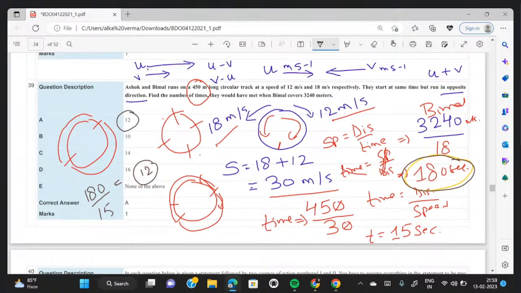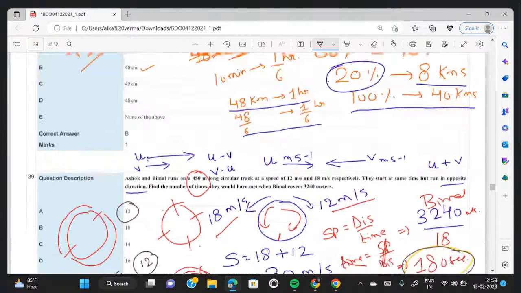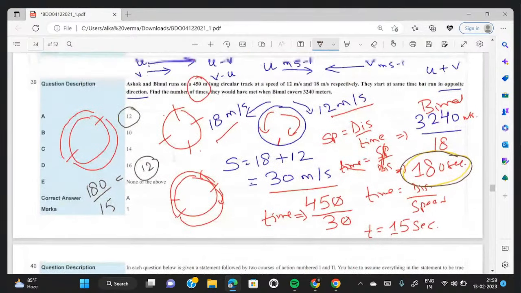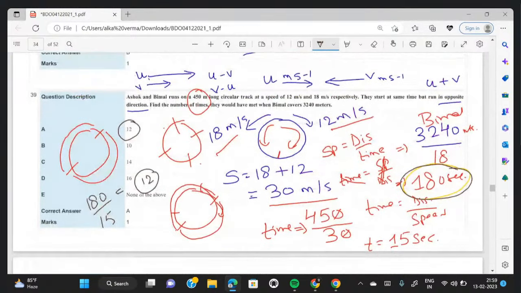Answer is 12. Again, I'll explain. They will be meeting when they complete the full circle. For completing the full circle, they are taking 15 seconds. Every 15 seconds they are meeting. So when will they stop? When Bimal stops, after 180 seconds. So simple logic is 180 divided by 15. This is how we have to solve the question.